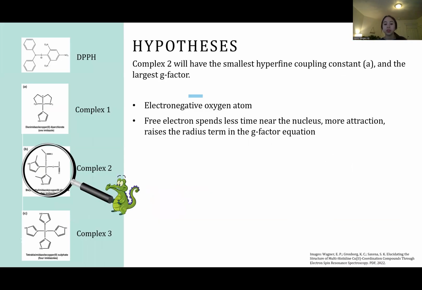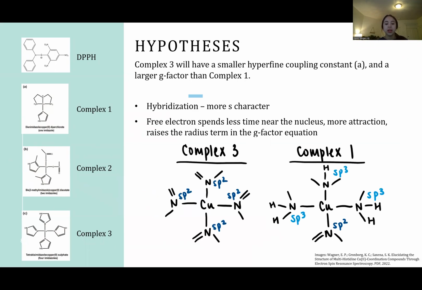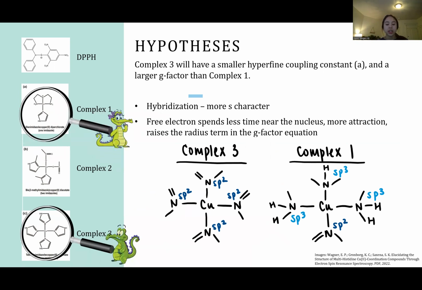Now, using this theoretical information, we had hypothesized that because complex 2 contains two oxygen atoms, this complex's ligands will have a greater electronegativity than the other metal ion complexes, and therefore will receive the smallest hyperfine and the largest g factor. Now, between complex 3 as well as complex 1, the differing hybridization will actually impact the differences between the g factors and the hyperfines.